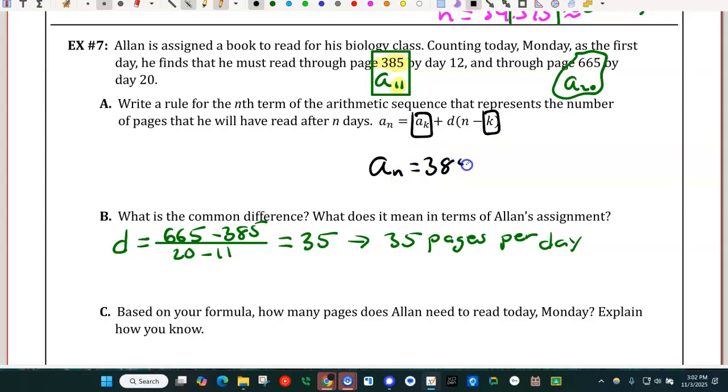So 385 plus 35 as the difference. And we got n minus 1. No, sorry, 1, 1. Minus 11. And we could use the last one here as well, if you wanted to.